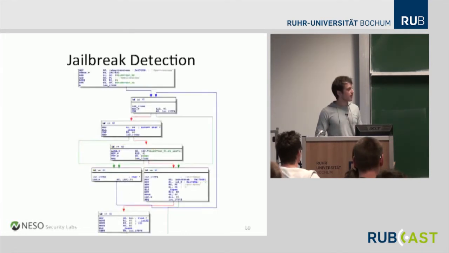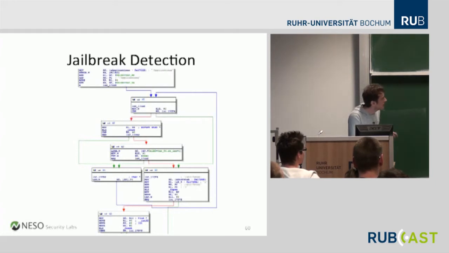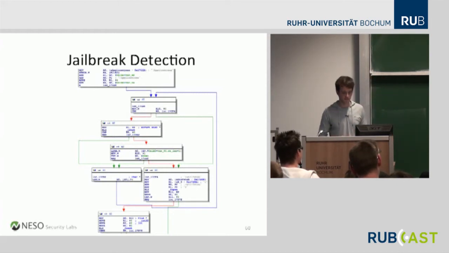So this is what a jailbreak check looks like in static analysis. It's quite small, but you can spot here the applications folder string. With that syscall, it's checked if this applications folder resides in the root partition or is a symbolic link. Then you see the access to the file system table, where it is checked if the root partition is read-only or read-writable. So these are typical jailbreak detection patterns.